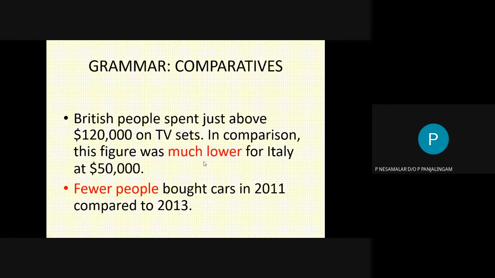Now, here are some examples of comparatives and superlatives. British people spent just above $120,000 on TV sets. In comparison, this figure was much lower for Italy at 50,000. So you're comparing two countries, Britain and Italy. So you're using comparative. You use comparatives when you're comparing two things. Second example, fewer people bought cars in 2011 compared to 2013. So you're comparing two years.